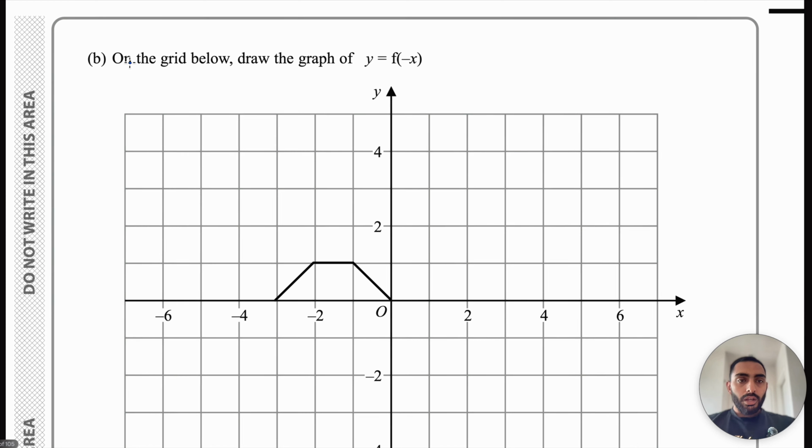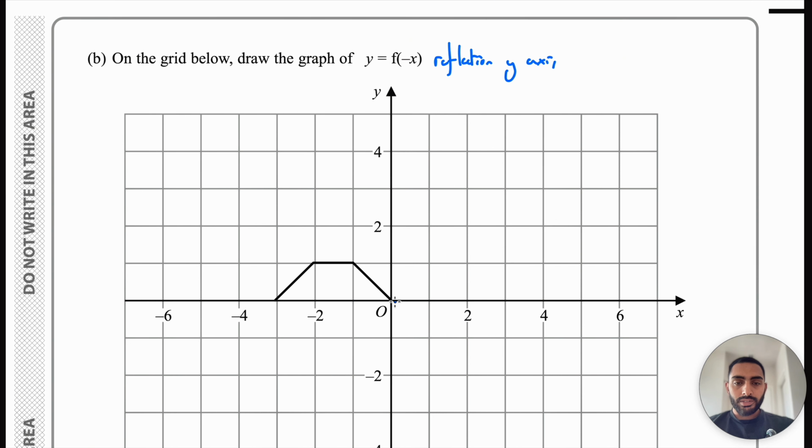That's that one done. Part B, on the grid below, draw the graph of y equals f of minus x. And the minus is before the x, it's inside the bracket. For this one, it's going to be a reflection in the y-axis. And the y-axis is the one that's going up and down, the vertical one. So I need to flip it over here. It's going to reflect in this line.